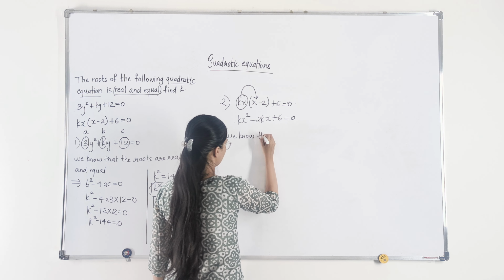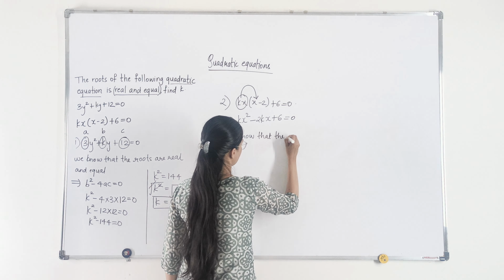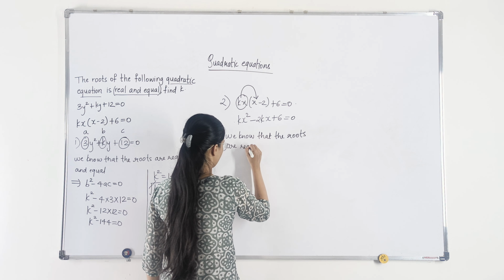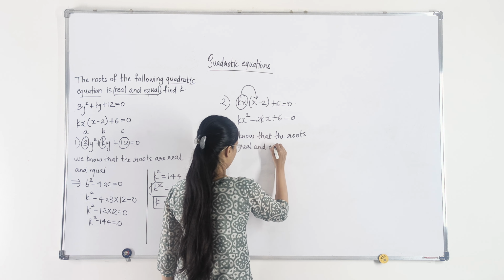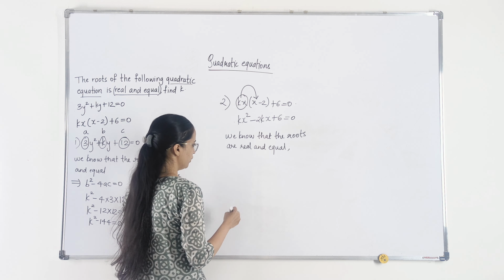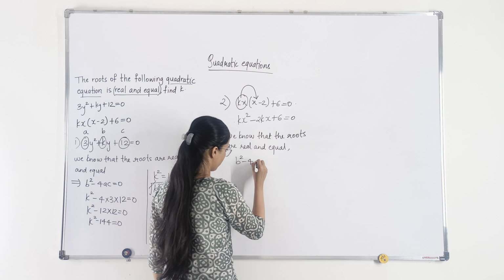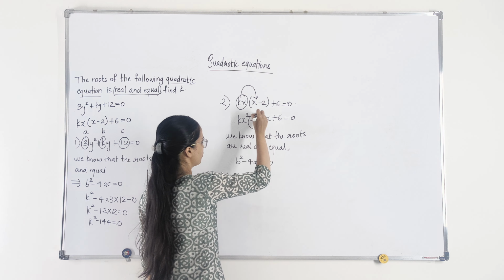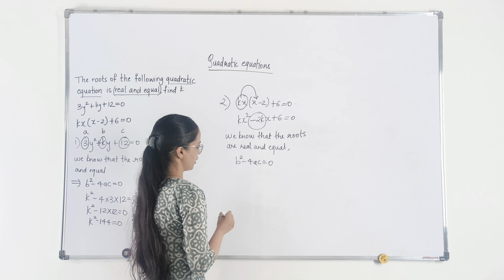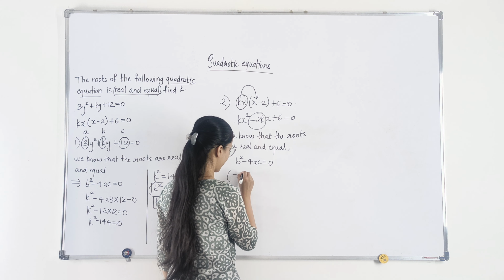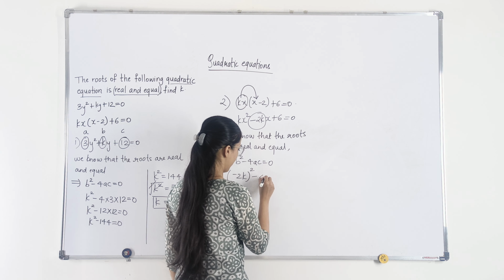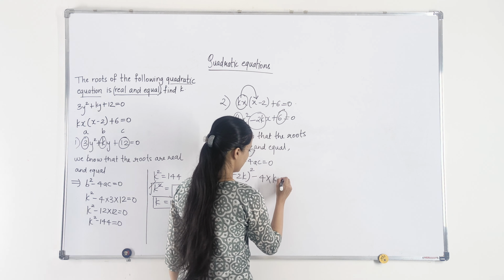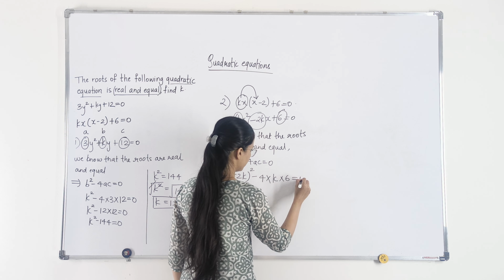that the roots are real and equal. Since the roots are real and equal, b square minus 4ac equals to 0. Now b square value, in this case you have to also consider the sign whenever you are taking the values for the coefficient. So that is minus 2k the whole square, minus 4 into a, which is k, into c, which is 6, equals to 0.